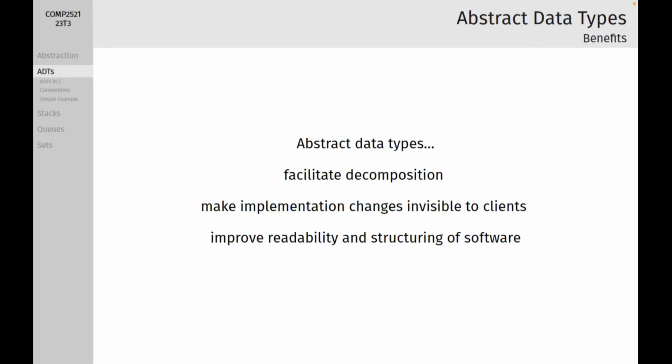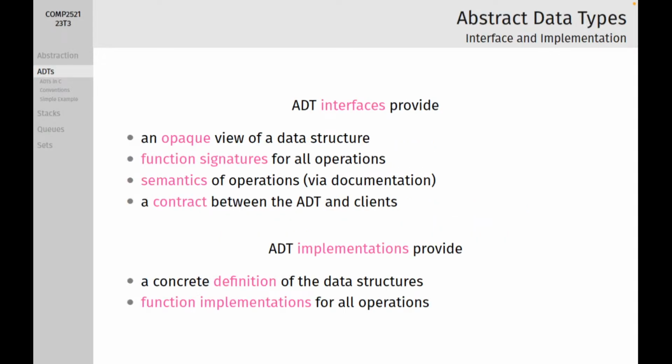Right, and yeah, it improves readability and structuring of software, just like I said earlier. All right, so interfaces and implementations. So what do interfaces provide? An interface is the set of operations provided by the ADT. An interface provides an opaque view of a data structure. Opaque meaning you can't see through it, so you can only see the interface. You can't see through to how the ADT is implemented.